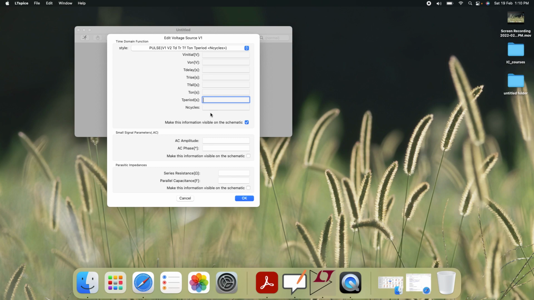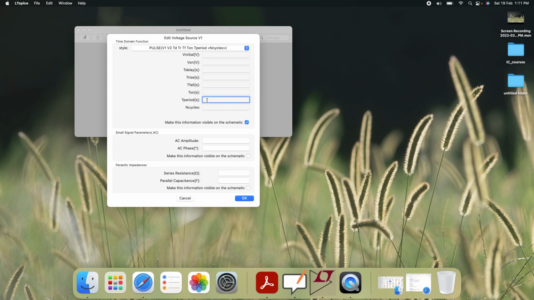Any entry left? So I have a question here. This T on, T off, the unit is by default seconds. All are seconds. Time delay is second. T rise is second. T fall is second. T on is second. T period is second. Here there is no option of having frequency of the signal. But some simulators are giving frequency also. If you are using PSpice, it is there. In LTspice it's not there, but as I recommended, choose only one.